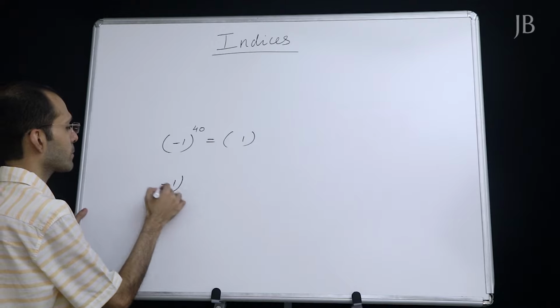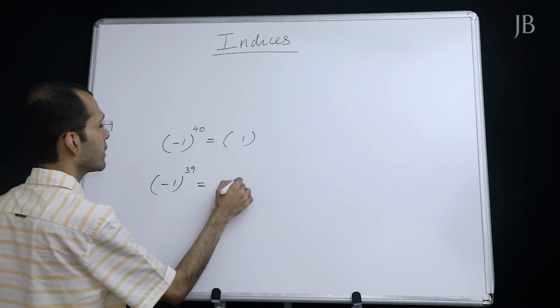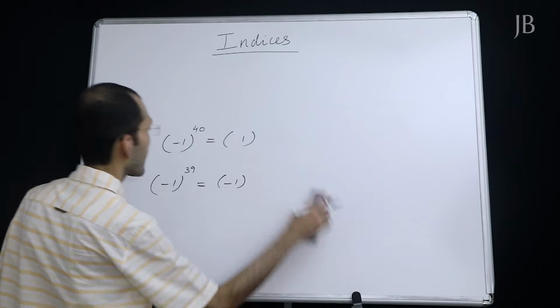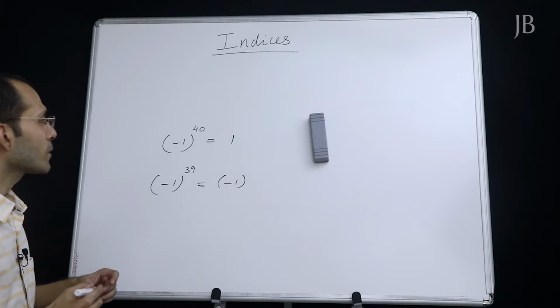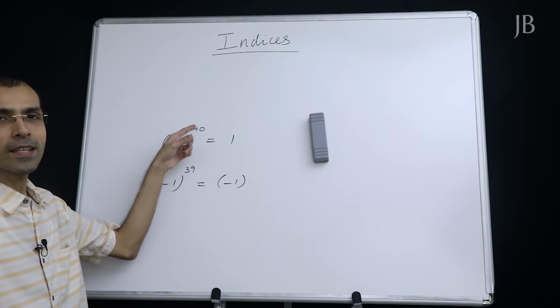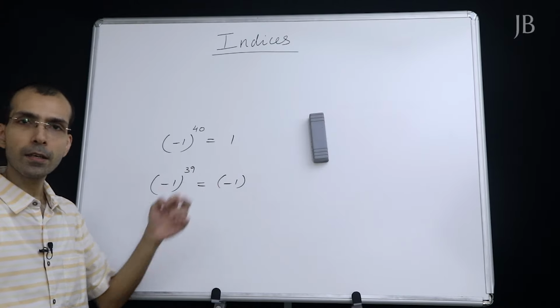But if it is minus 1 raised to 39, then this would be minus 1 because it is an odd power. So minus 1 raised to an even power is 1, and minus 1 raised to an odd power is minus 1.